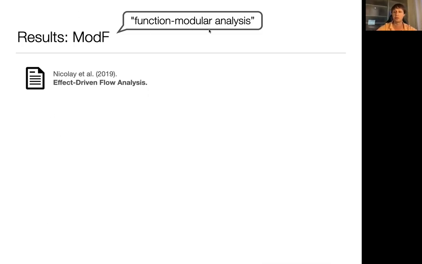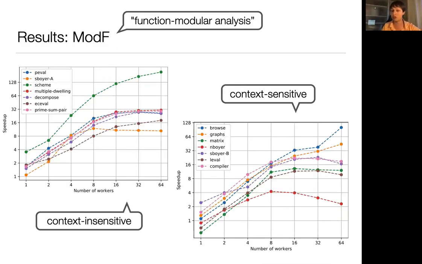ModF is a function modular analysis, which means that components correspond to function calls. Using a parallel worklist algorithm, therefore, allows us to analyze multiple functions in parallel. Our approach does not depend on the choice of context sensitivity in the analysis. So we've run both 7 context-insensitive and 7 context-sensitive ModF benchmarks. On the x-axis, we have the number of workers, and on the y-axis, we have the speedup factor.